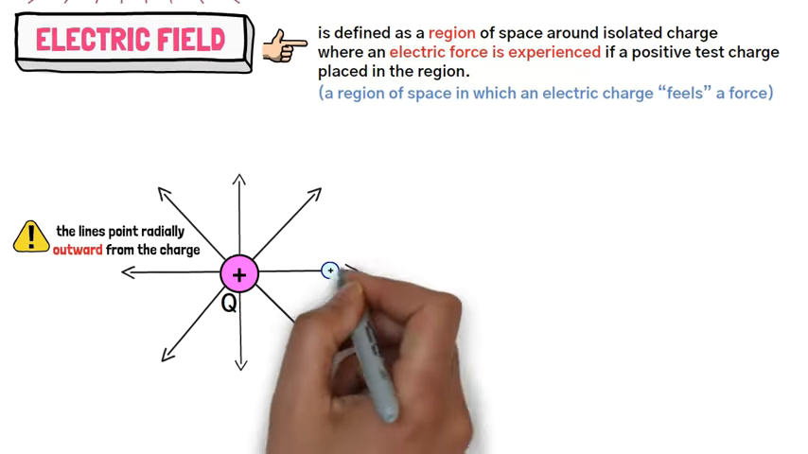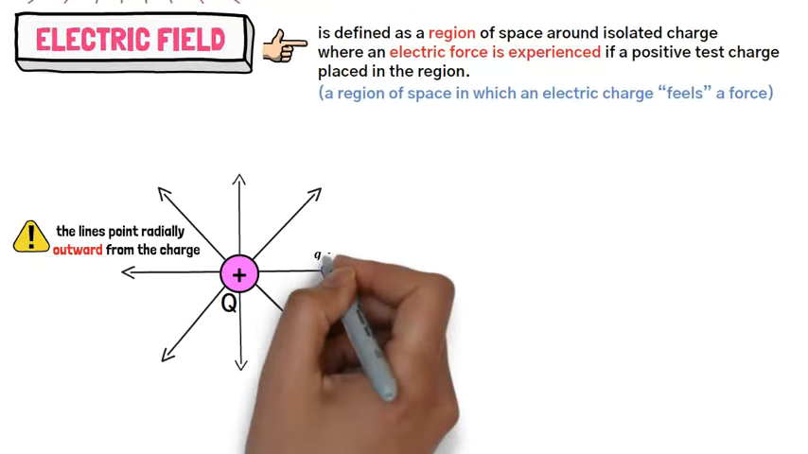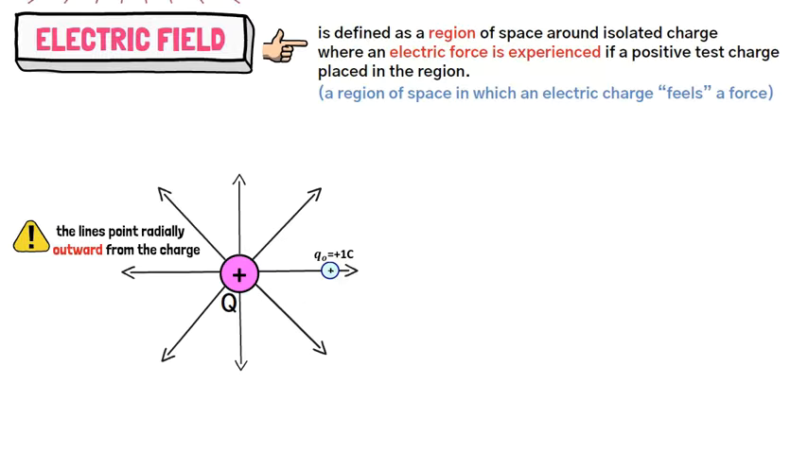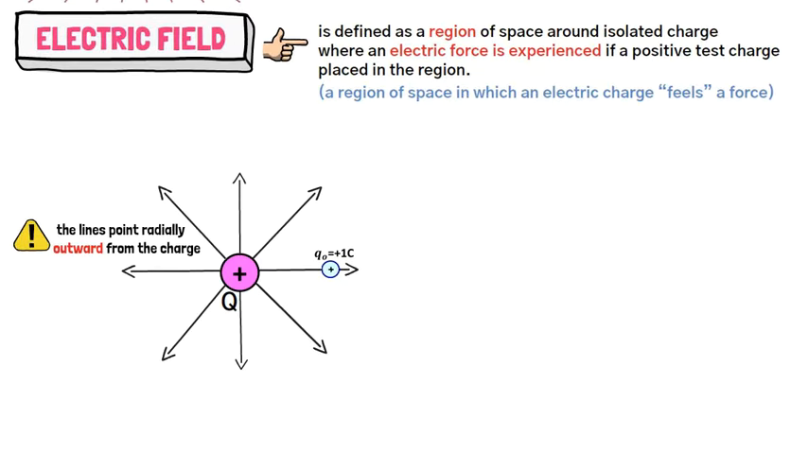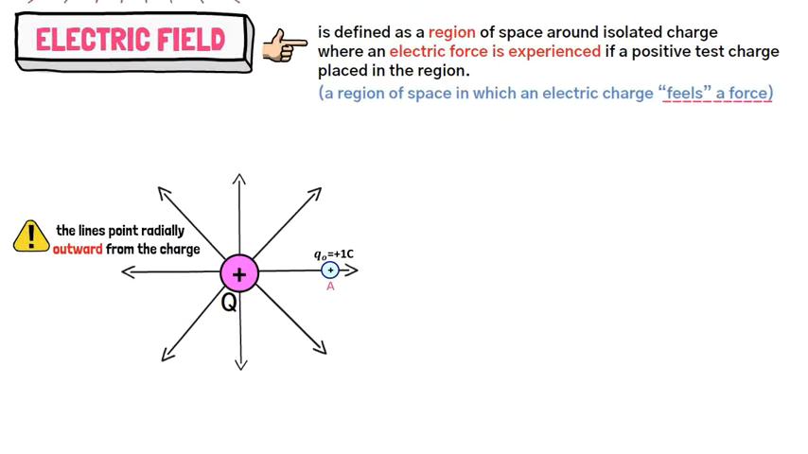And then here we have a positive test charge, and let's say we put a positive test charge of 1 coulomb in this region, okay, at point A for example. So this positive test charge will feel a force F, which is equal to 20 Newton.